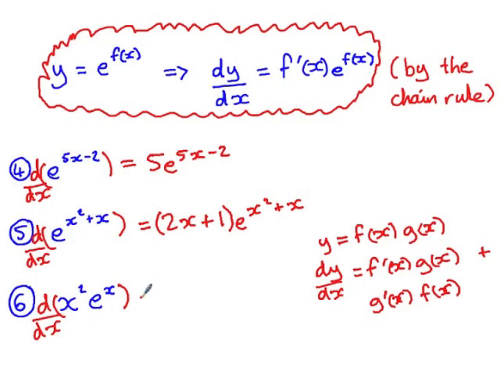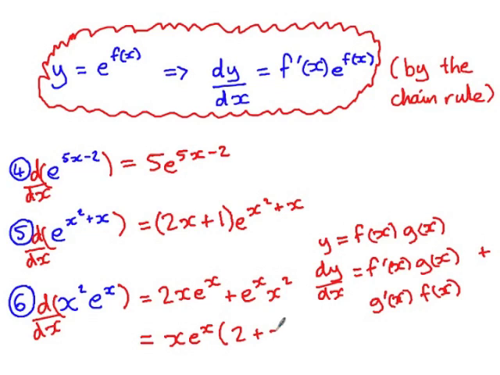So applied to this example, the derivative of x squared is 2x multiplied by e to the x plus the derivative of e to the x, which is e to the x, multiplied by x squared. And we'll just tidy this up by factorising at the end. e to the x and x are factors of both terms, so x e to the power of x multiplied by 2 plus x.